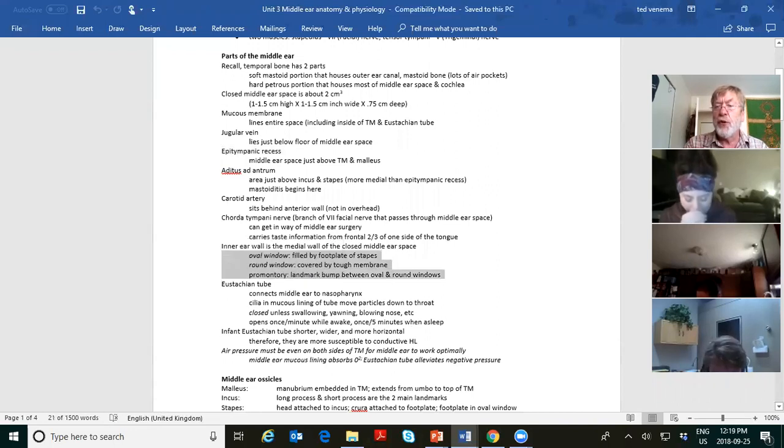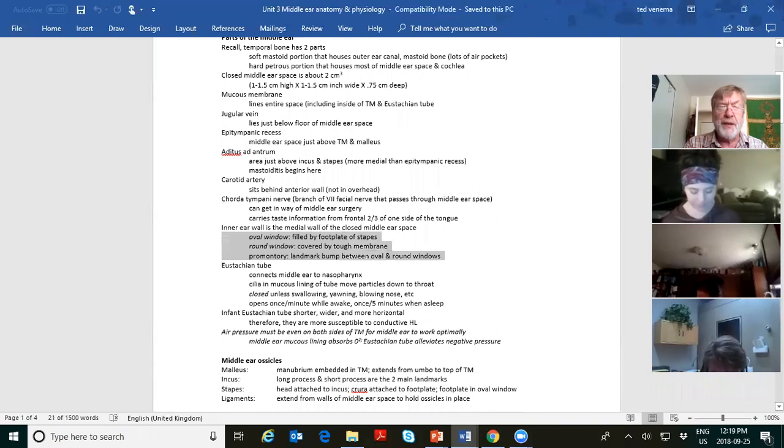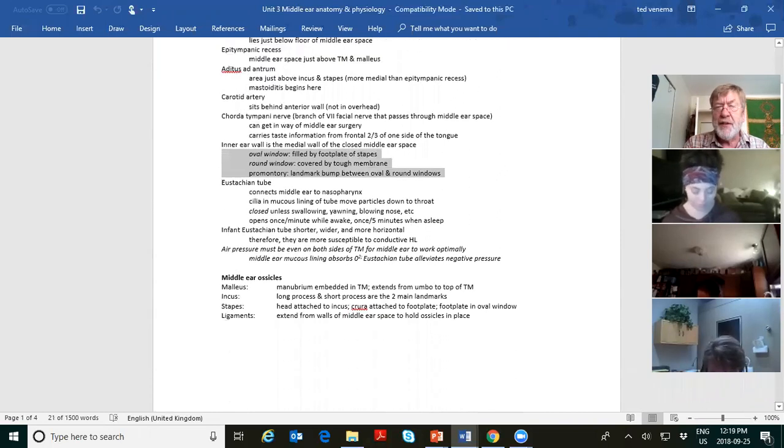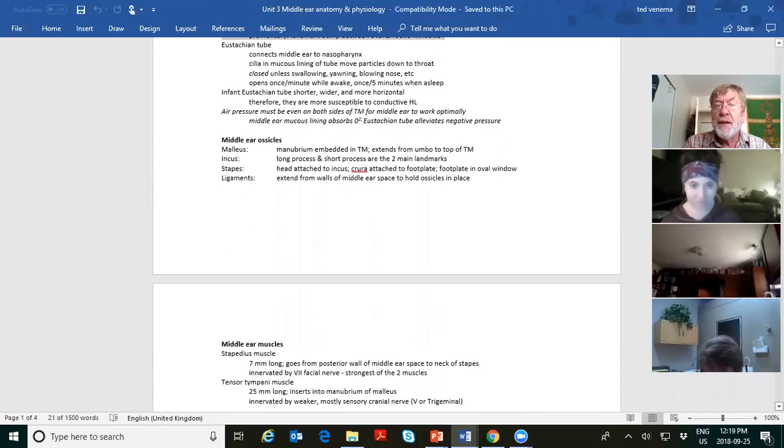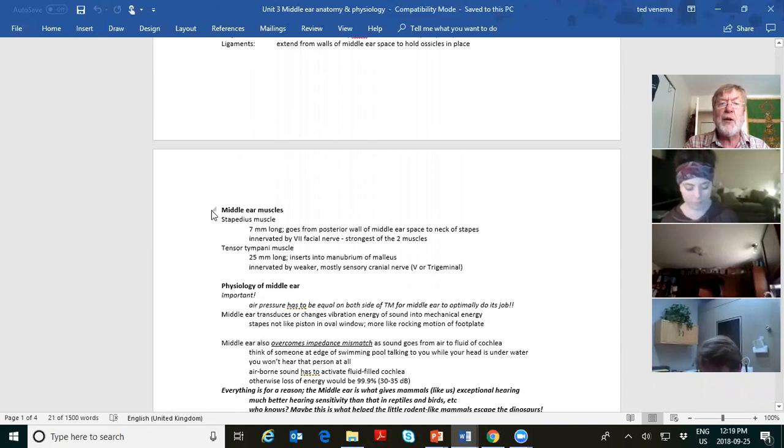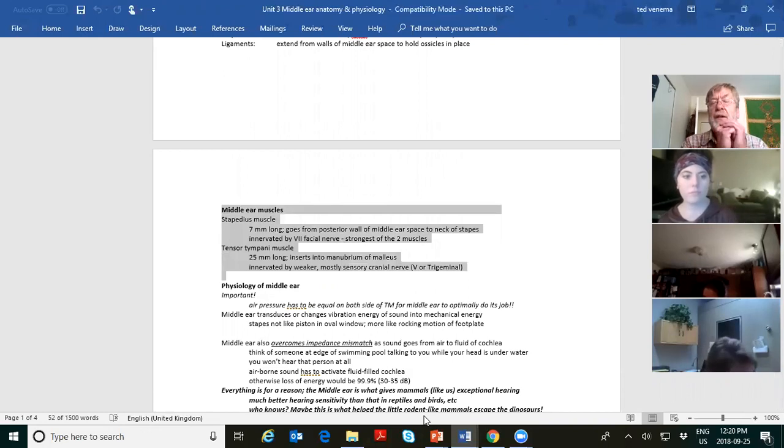You, of course, know the ossicles by now, otherwise you'd be brain dead. And then the middle ear muscles. Know the stapedius muscle and the tensor tympani muscle. These form the acoustic reflex. And know which cranial nerves innervate each of these muscles.